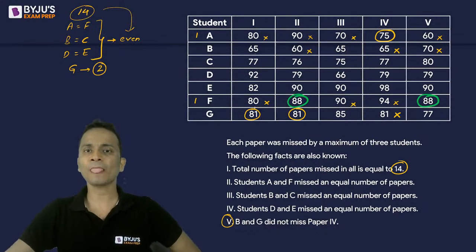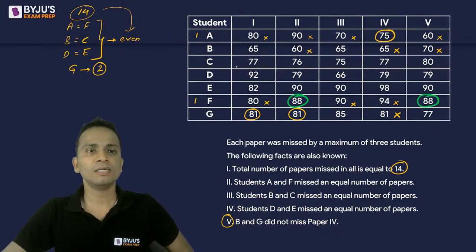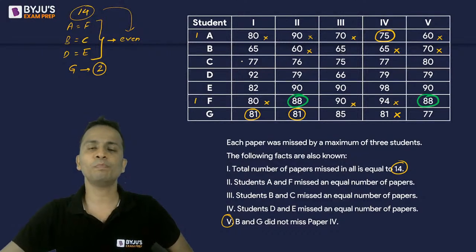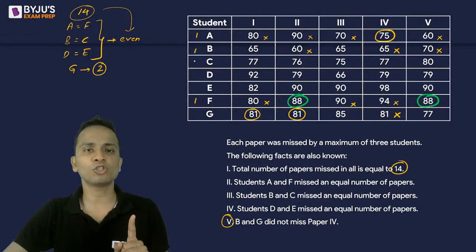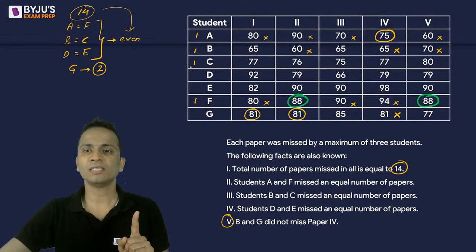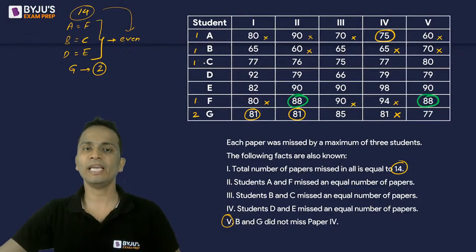Okay. Now, let's go to the next person, C. Now, B and C will miss an equal number of papers. This is very much clear. So B may miss two papers. Okay. So B, अगर B only one paper miss करता है, C will also miss one paper, right? G we have determined will miss two papers. So 2, 3, 4, 5, 6 out of 14, 6 are gone, 8.